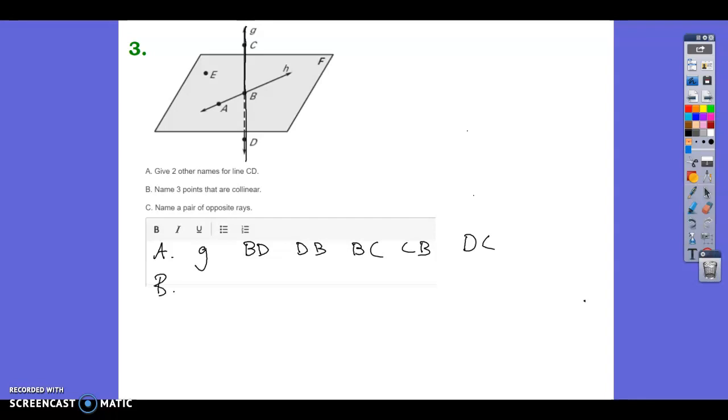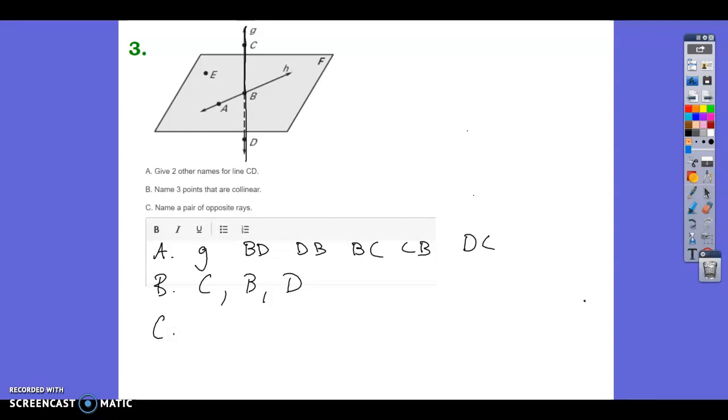B, 3 points that are collinear. That means they all have to be on the same line, and the only line that has 3 points is this one with C, B, and D. You should really put a comma in between those. If you didn't, I understand, but I'm just explaining that to you. g is not a point.